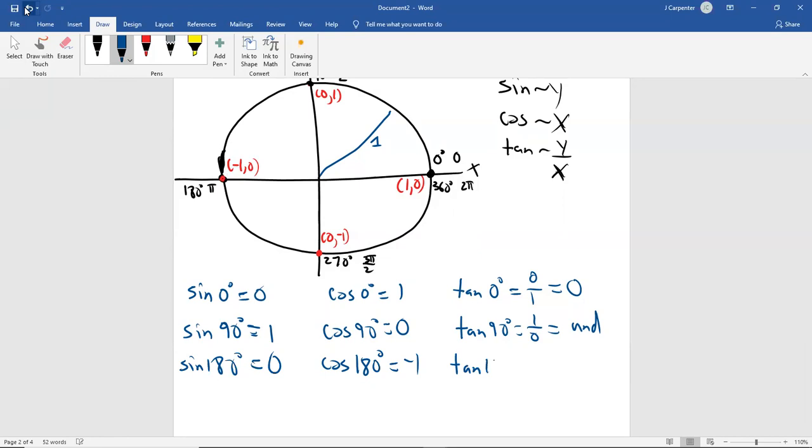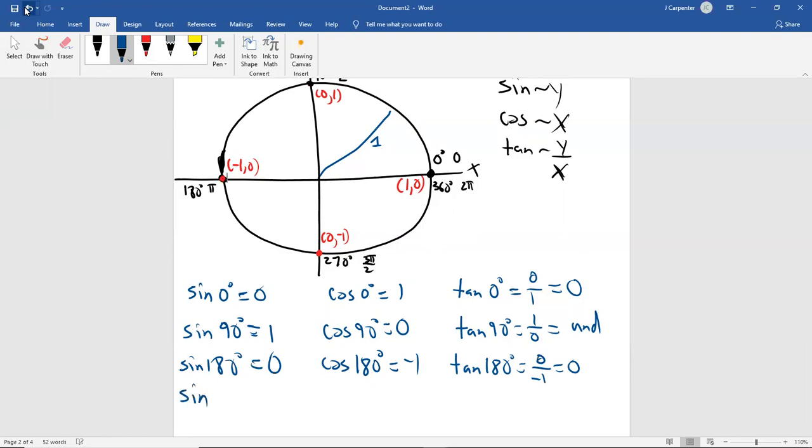The tangent is the ratio of the two. Y over x, y over x. This is where people make their mistakes. They'll go x over y by accident and get these swapped. Y over x, so 0 over -1, which is 0.